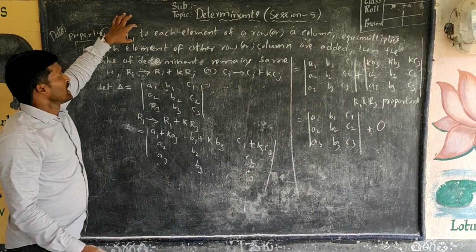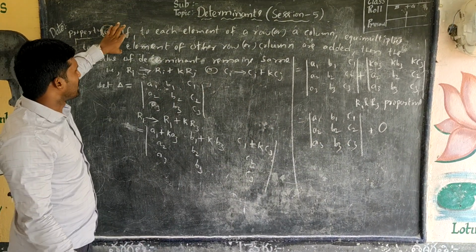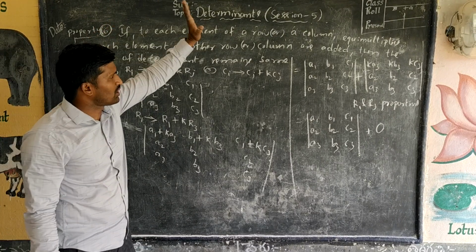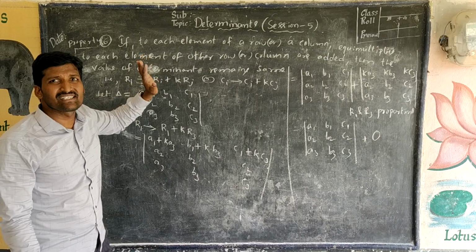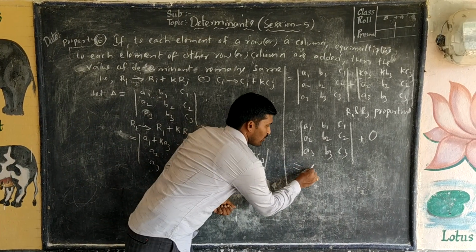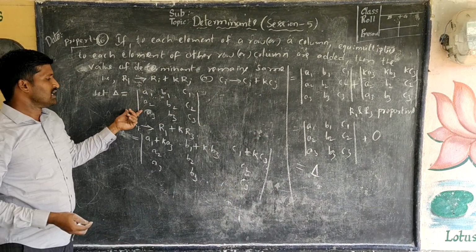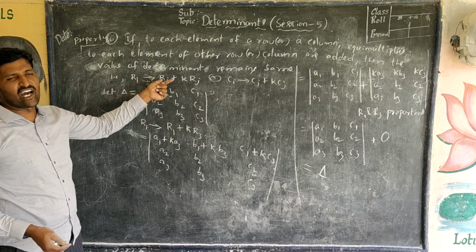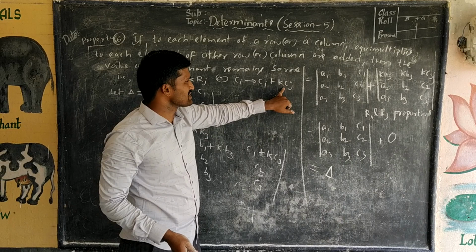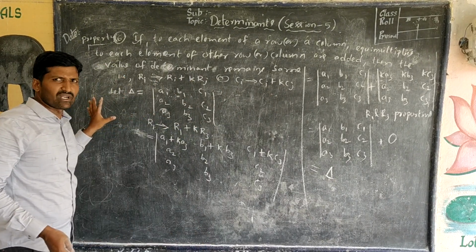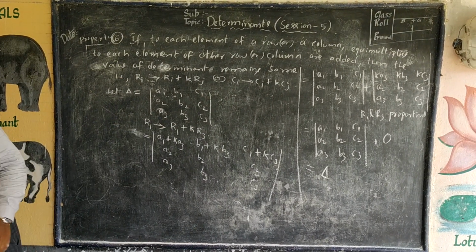That's why, if each element of a row or column is multiplied by a constant and added to the corresponding element of another row or column, then the value of the determinant remains the same. That's why finally we got here what? Delta only. So apply operations like these: Ri plus K Rj, or for columns also, Ci plus K Cj. Even though, the value of the determinant remains the same. No changes.